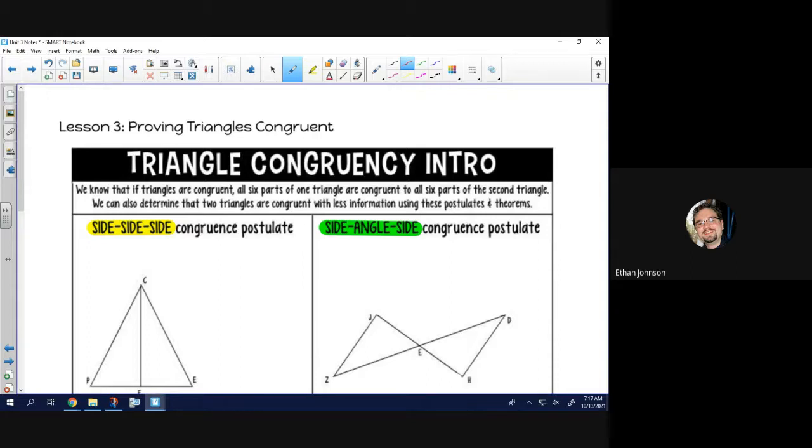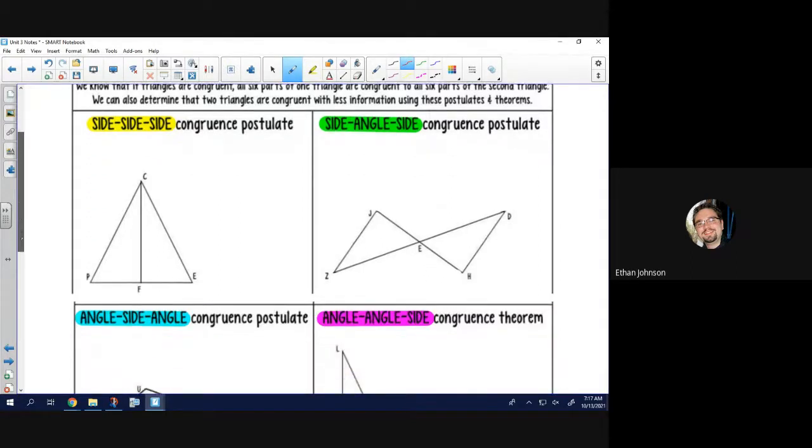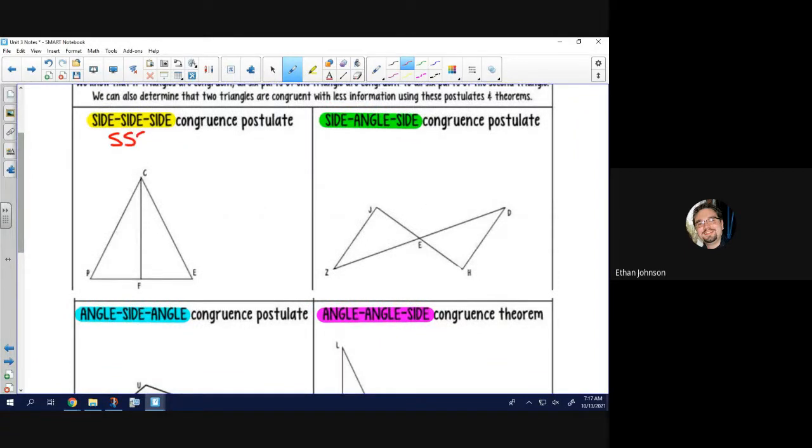So the first type of triangle congruency that we're going to talk about is called side, side, side, or we'll shorten it down to SSS. Now, the side, side, side congruent postulate says that all 3 sides are congruent. So I can say PC is congruent with EC. I can say PF is congruent to EF. And then the one that we may forget about is CF is in both triangles. So it is actually congruent to itself. So CF congruent to CF.